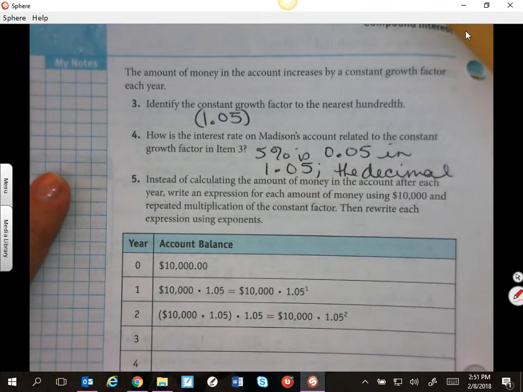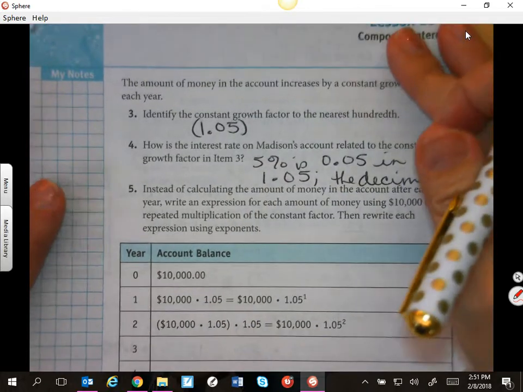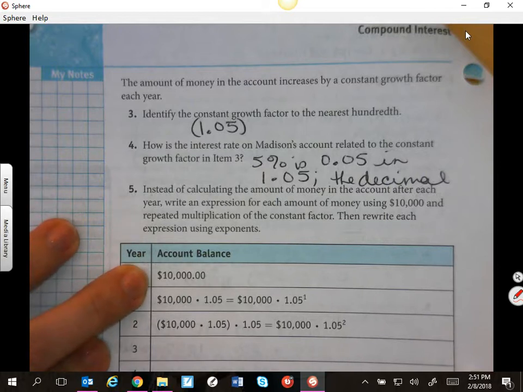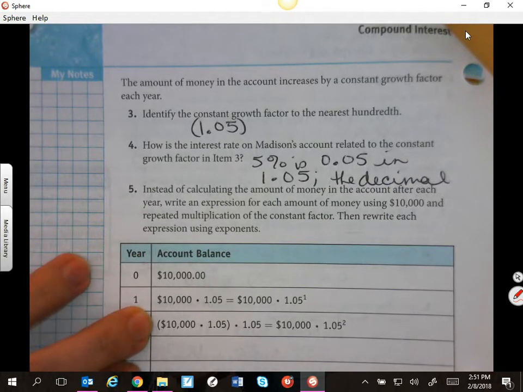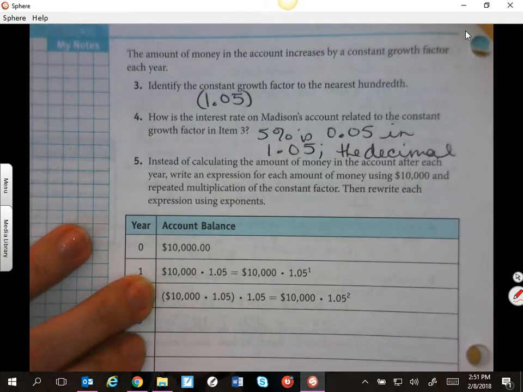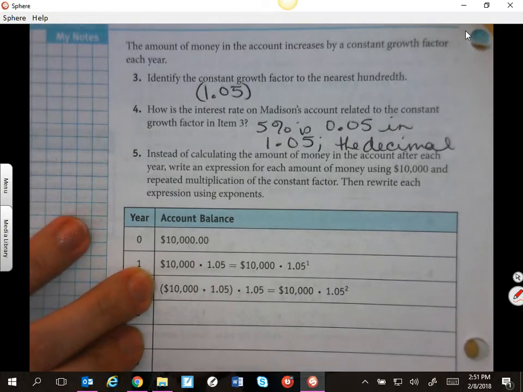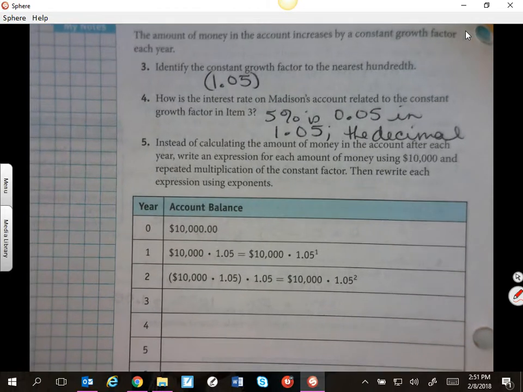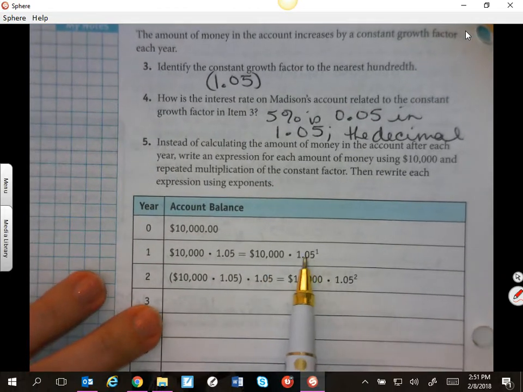The decimal. Instead of calculating the amount of money in the account after each year, write an expression for the amount of money using 10,000 and the repeated multiplication of the constant factor. Because that's what we did. We said each time, we didn't even have to put in a number. We just said times 1.05 times 1.05. So for the first year, 10,000 times 1.05, 1.05 to the first.